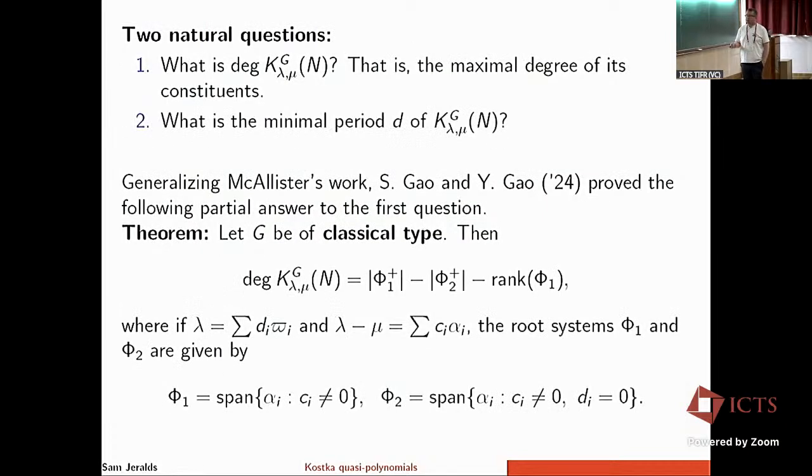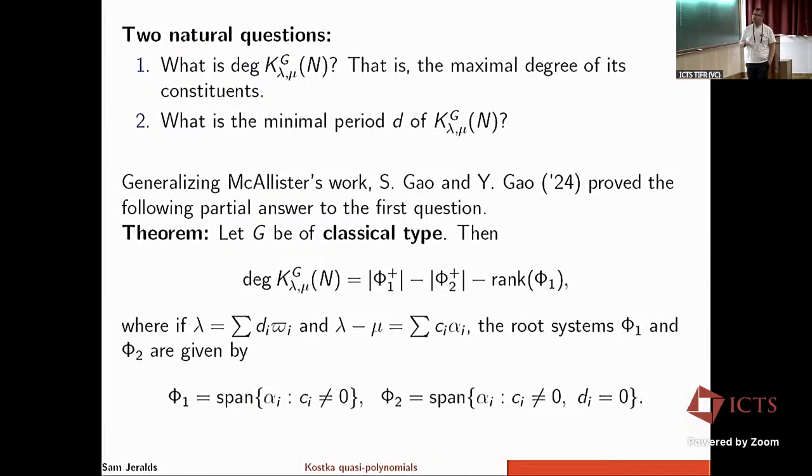So two natural questions based on what we've seen are: first, what is the degree? And you should really think about what is the maximal degree on the constituents. So a priori, you could have different degrees for each of the different constituent pieces of the quasi-polynomial. But what is the maximal one? And then two, what is a minimal period? So we know that in general, they're not polynomial, but can I predict what the minimal period should be based on G, lambda, and mu?